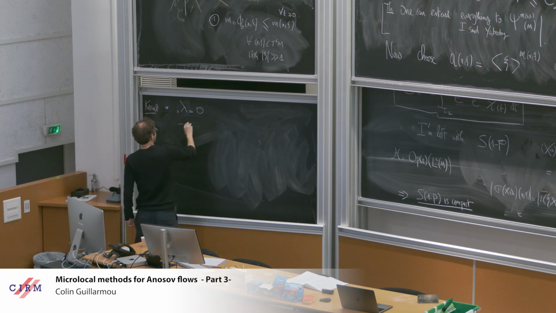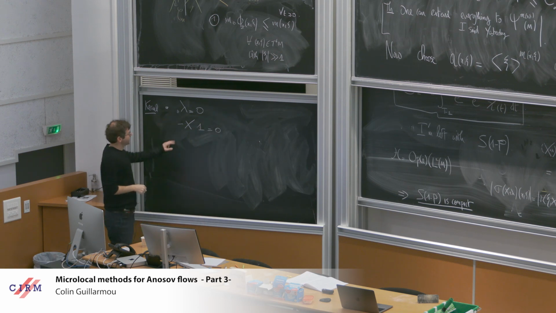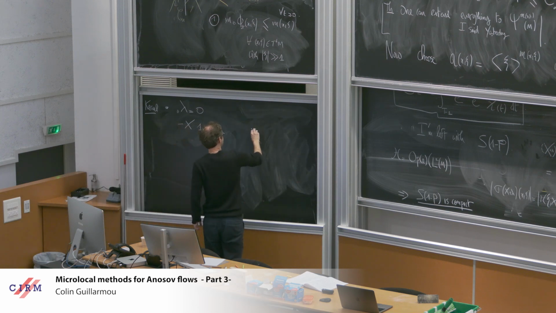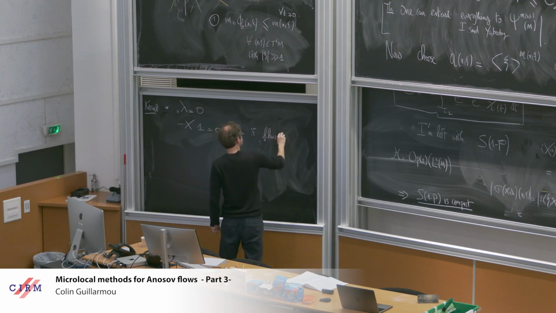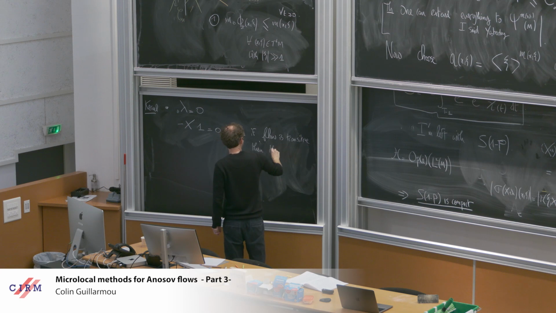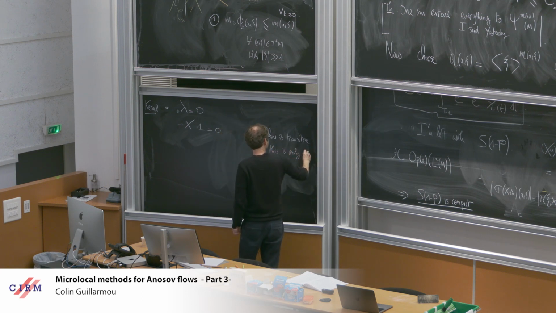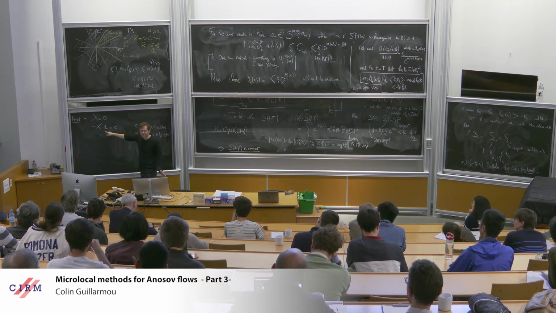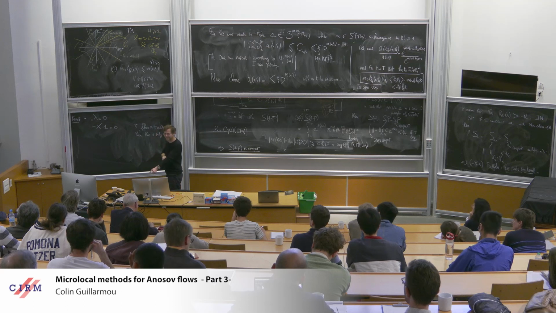Lambda equals 0. So the kernel, well, first, if you apply 1, it's 0. If the flow is transitive, then this is the only eigenfunction. So it's actually a smooth eigenfunction. So nothing very interesting here.